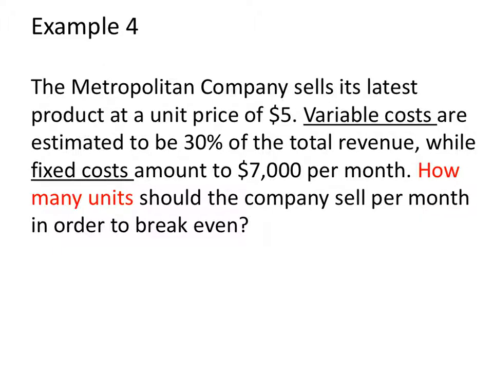The Metropolitan Company sells its latest product at a unit price of $5. Variable costs are estimated to be 30% of the total revenue, while fixed costs amount to $7,000 per month. How many units should the company sell per month in order to break even?